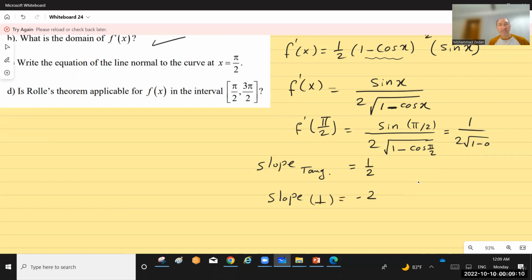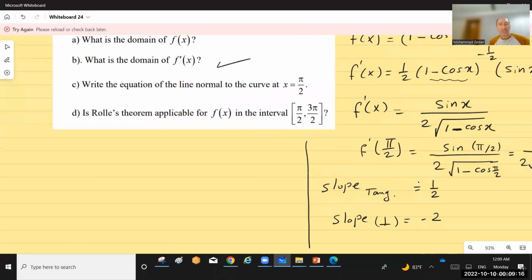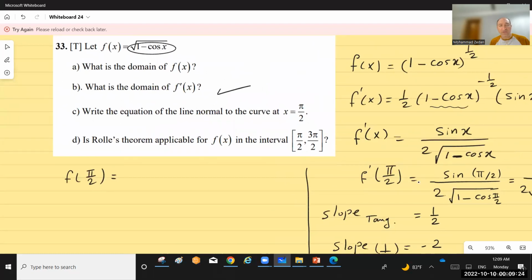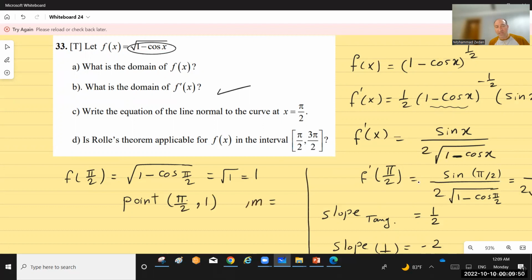I have x is pi over 2. I have to find the other part of the point. So f of pi over 2: go to the original function and substitute to find the y coordinate of the point. So f of pi over 2 is equal to the square root of 1 minus cosine pi over 2. Cosine pi over 2 is 0, so the square root of 1 is 1. So the point is, sorry, pi over 2 and 1. Pi over 2 and 1. And the slope of the perpendicular, m, is -2.